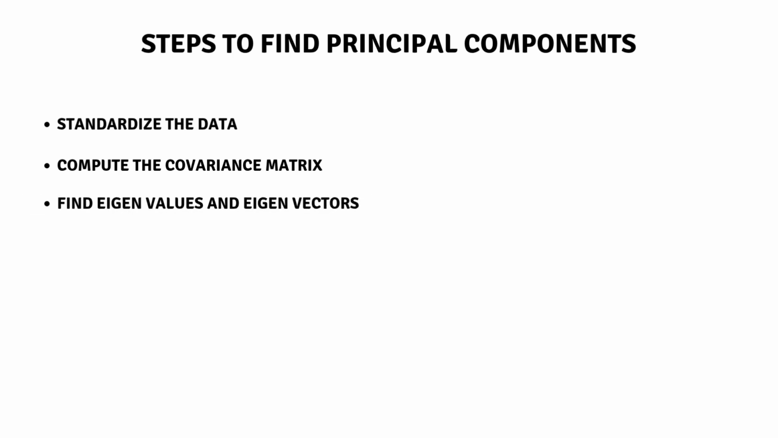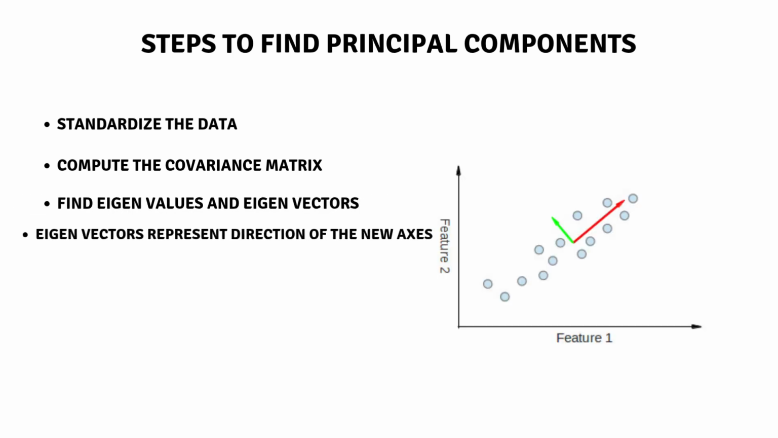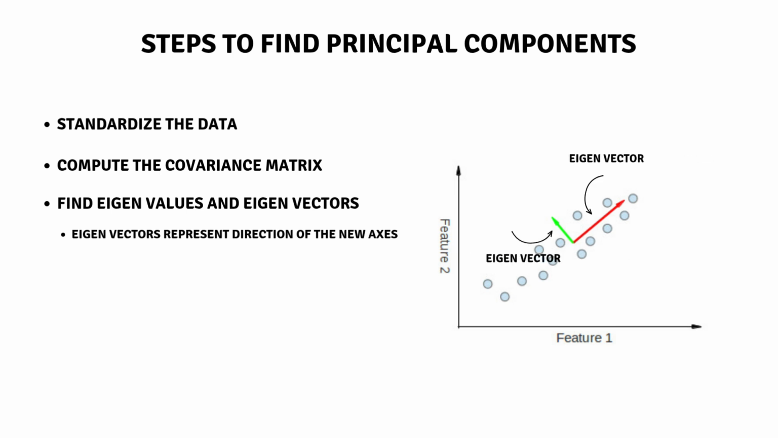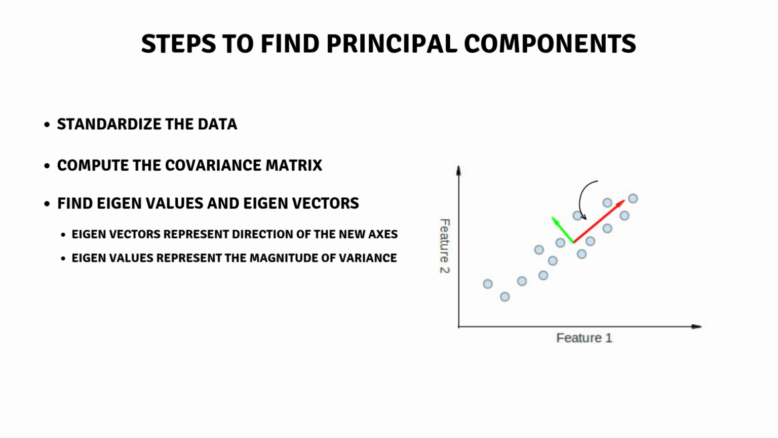3. Find eigenvalues and eigenvectors. Eigenvectors represent the directions of the new axes, such as PC1 and PC2 in PCA. If we visualize the data, PC1 is the direction along which the data has the maximum spread. Eigenvalues represent the magnitude of variance captured by each principal component. A larger eigenvalue indicates a more important component, as it captures more variance from the data. 4. Select the top components. We pick the components that capture the most information based on eigenvalues. 5. Transform the data. Finally, we project the original data onto these new axes.